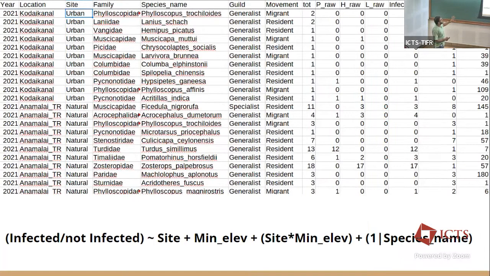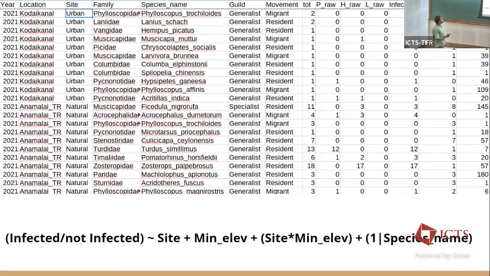And this is how I arrange my data. Instead of 1s and 0s for every individual, I took proportions for every species, but in different sites. So I have location, each location. I categorize the location as urban forest or natural forest. Then I have the species of bird that I have sampled, whether that species is generalist or specialist. But instead of this, I use minimum elevation, which is on the other side, as a continuous scale instead of this.